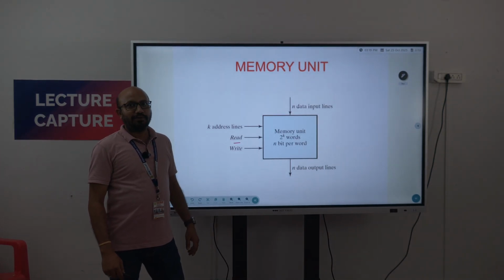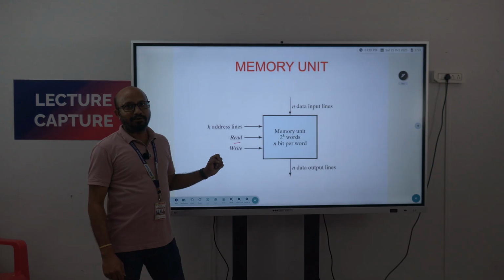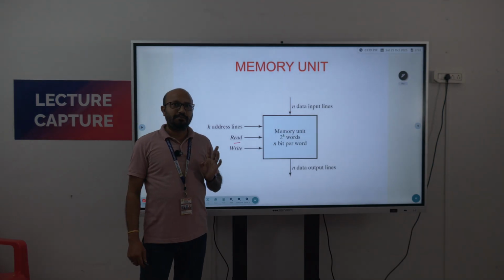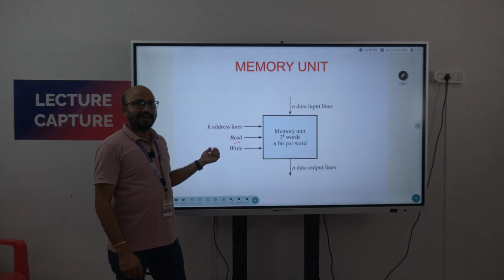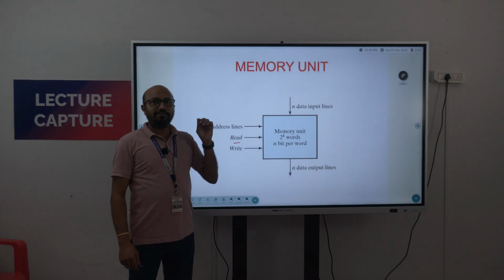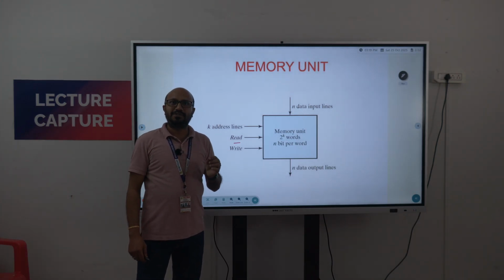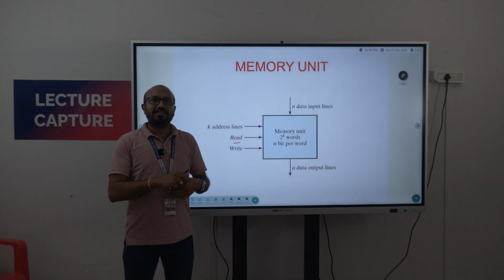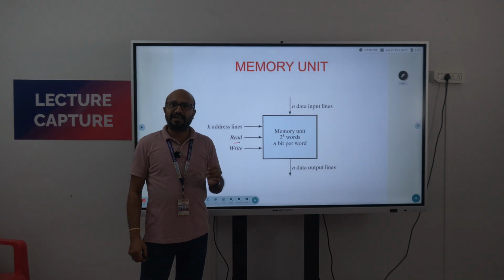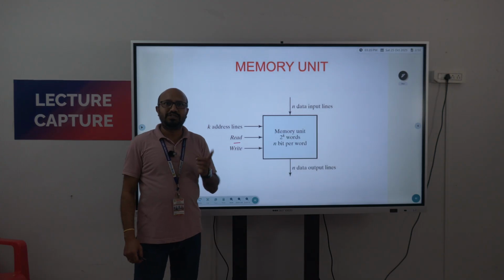So in the memory unit, this is the basic structure of a memory unit. In memory, there are two important parameters: one is the address line and the other is the data line. So what is the basic operation of a memory? Memory is to save the data, that means binary data, especially because computer language is a binary language. It can know only ones and zeros.